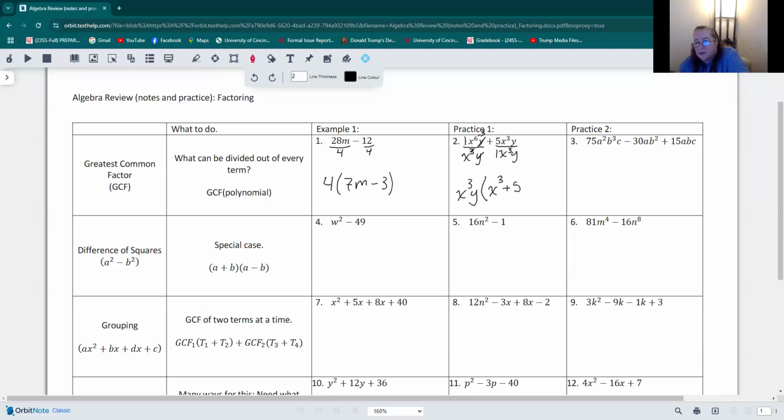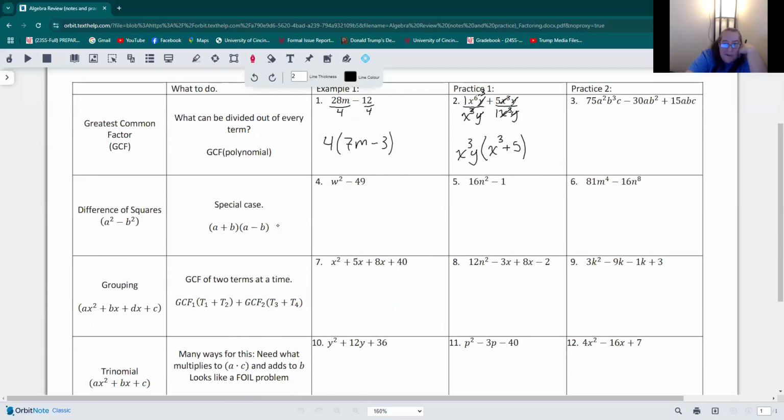X to the 3rd over x to the 3rd, they cancel out. There's the same number top and bottom. Y's over y's, they cancel out. There's the same number on the top and bottom. And that would be my final answer. So my final answer is x to the 3rd y times the quantity x to the 3rd plus 5. Now, leaving the third one for you guys. You can check your answers when you're done, or you can ask questions about that later.